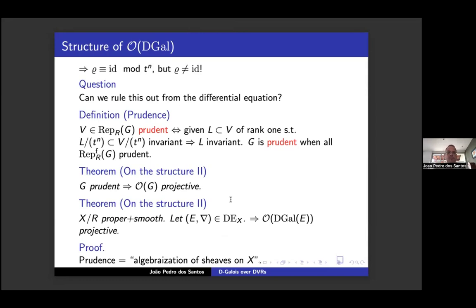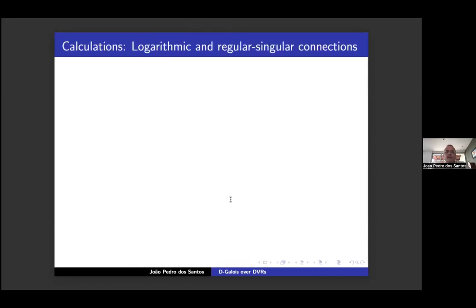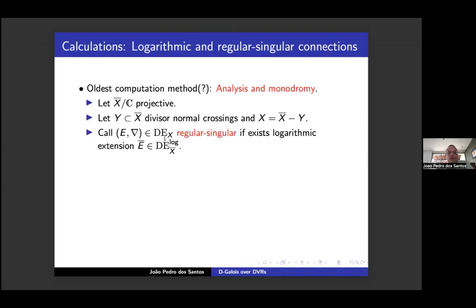Okay, so that's it. Now I want to do calculations, and maybe the oldest way of computing, depending on how you read history, is by analysis. Let me recall what people call the Schlesinger density theorem, but in a more general form.